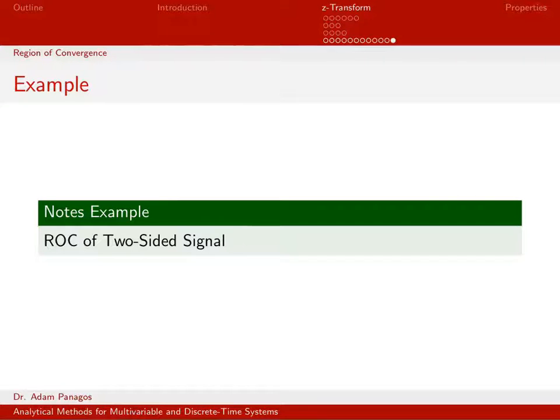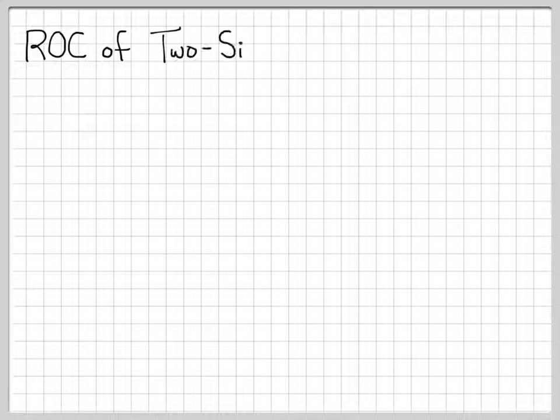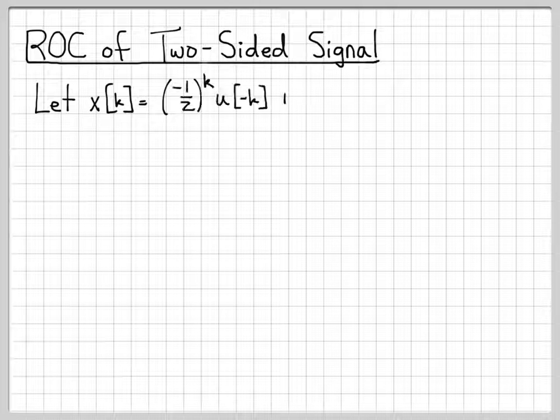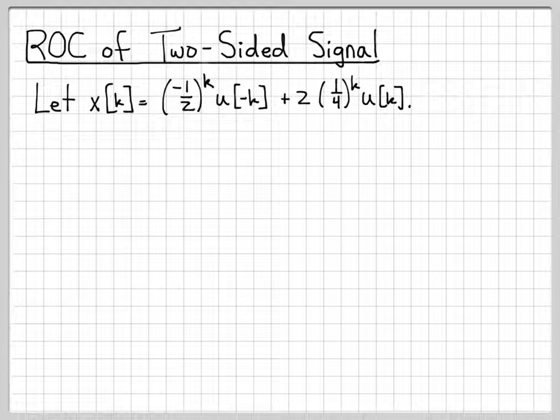So let's go ahead and work a problem where we're working with a discrete time two-sided signal, and we'll actually find the z-transform of this signal and its corresponding region of convergence. So the signal that we're going to be working with is the discrete time signal x of k equals negative 1/2 to the k times u of minus k plus 2 times 1/4 to the k u of k.